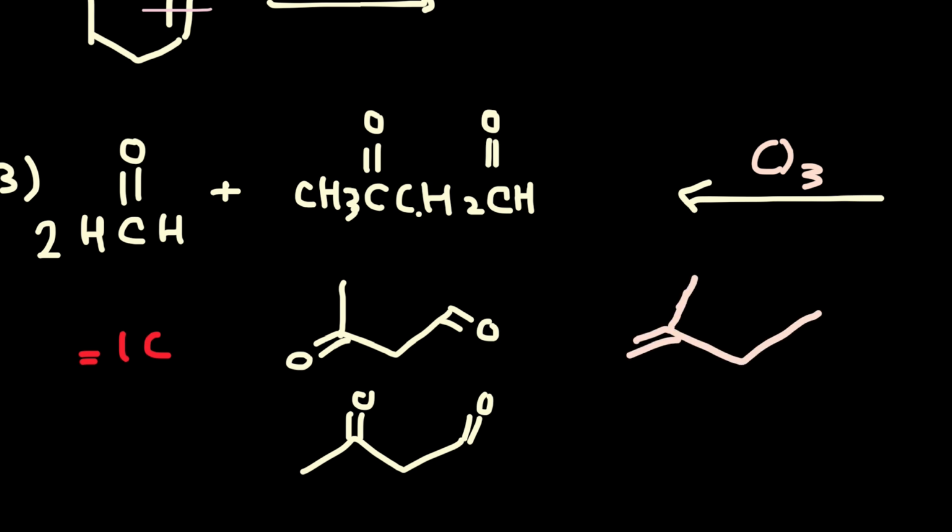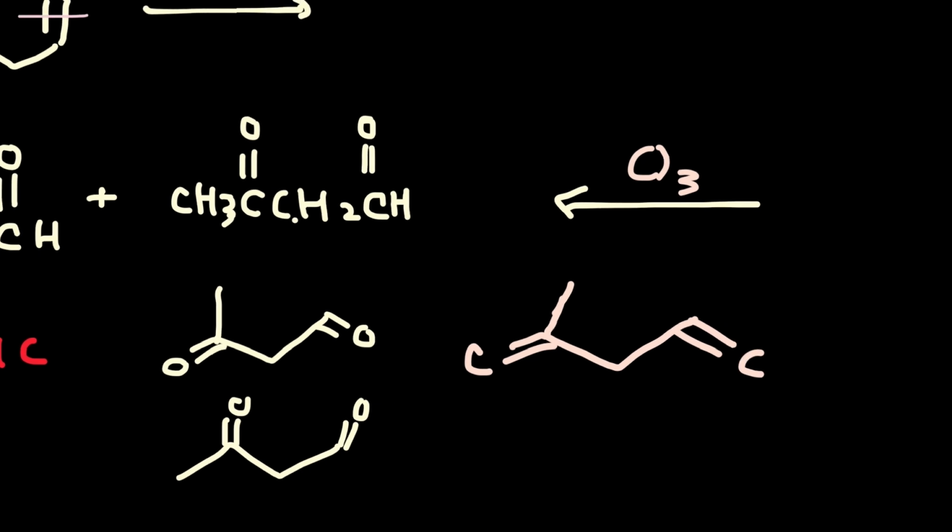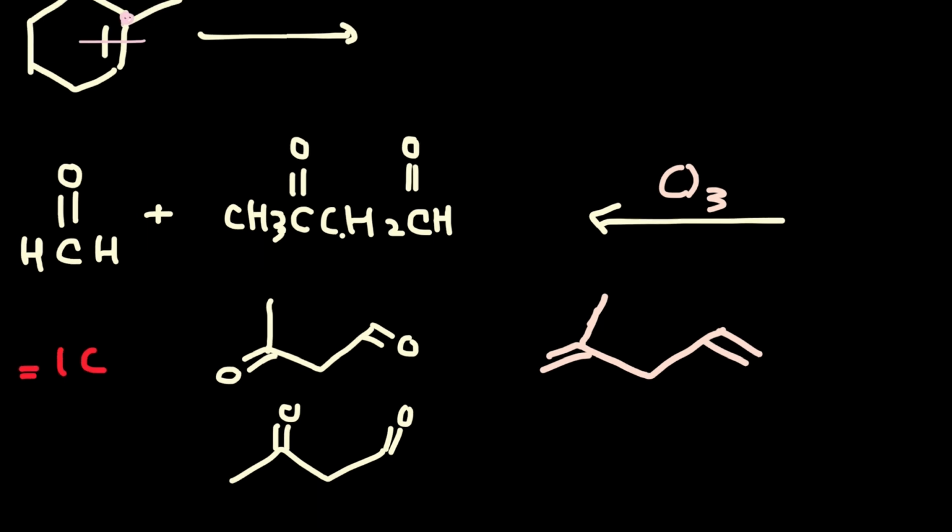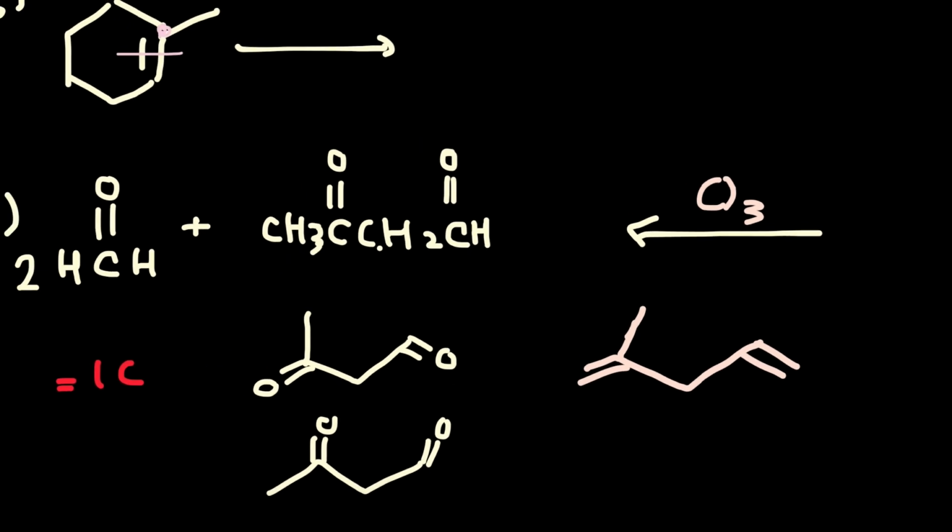And now instead of an O, I'm going to replace it with a C here. And on this side, same thing. Instead of an O, I'm going to replace it with a C. So we don't have to draw a C. So it's going to look like this, our product, which, as you can tell, is a little bit longer. It has 5 carbons now.